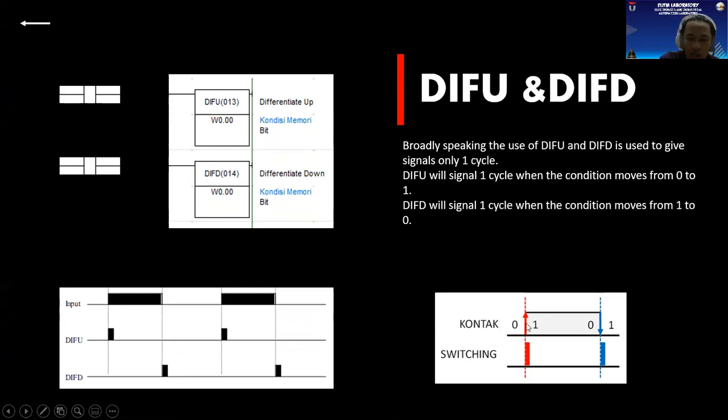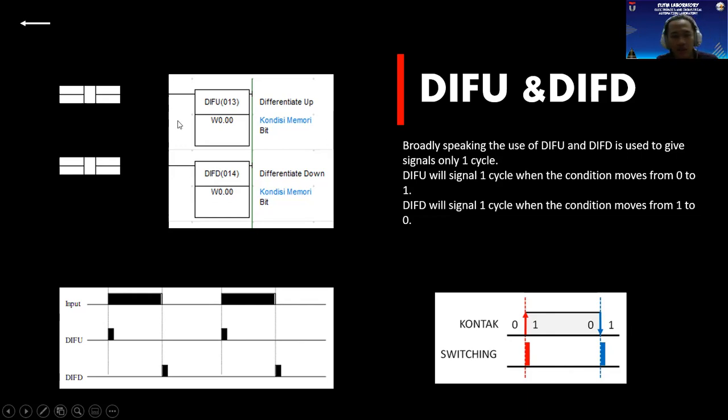We can see in this picture, when the contact moves from condition 0 to 1, DIFU will give the signal for one cycle. DIFD will give a one-cycle signal when it moves from 1 to 0. Why is this 0 to 1? Because we use an NC contact.